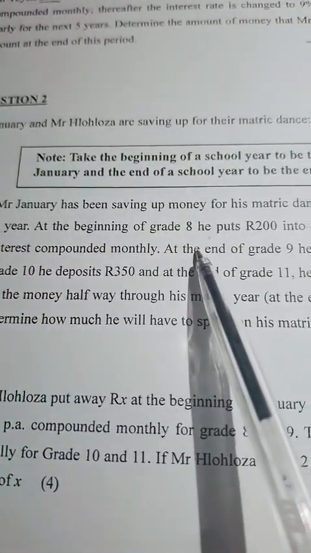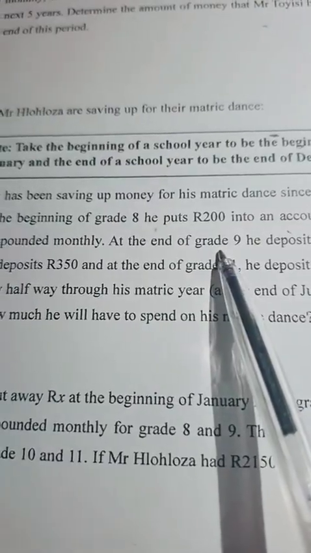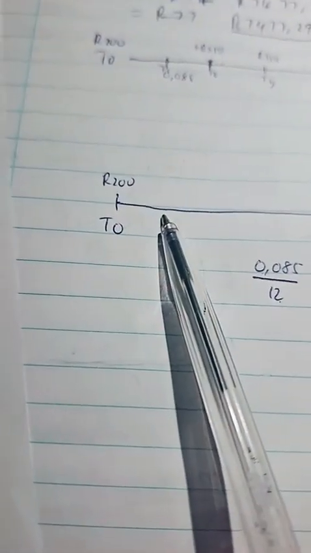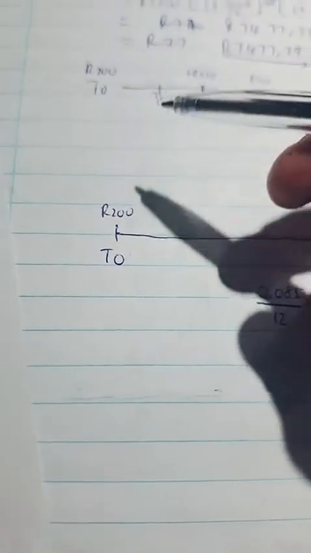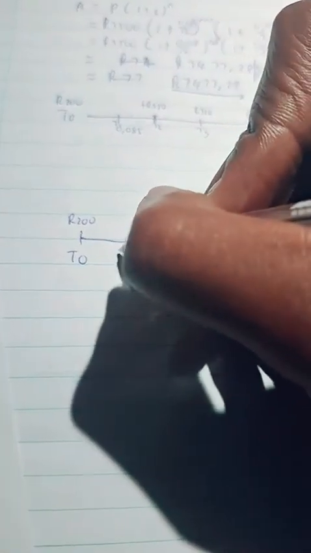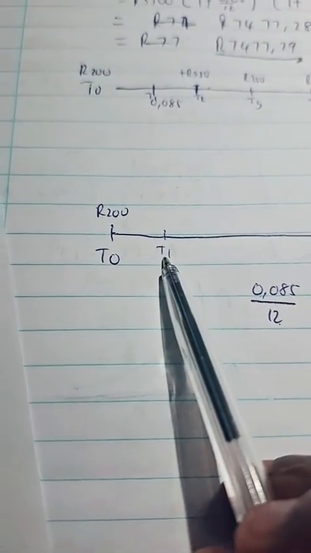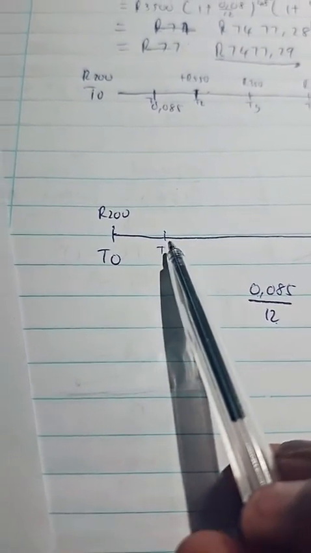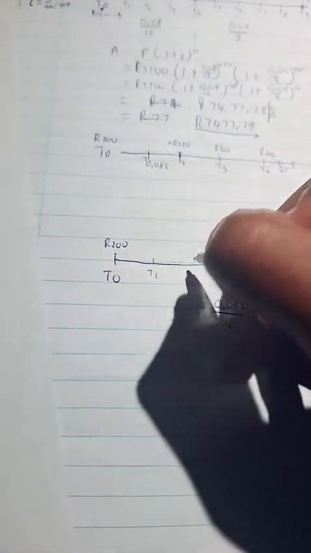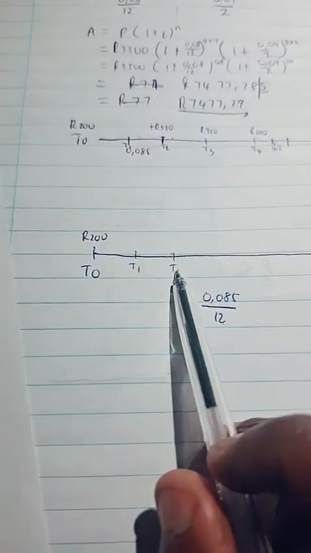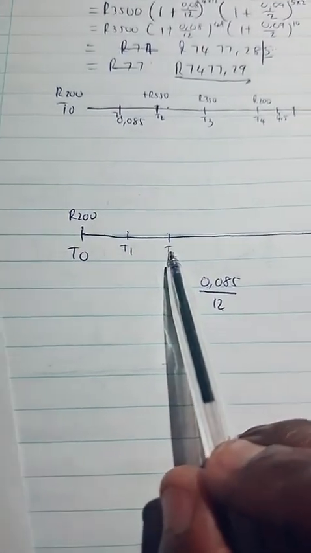Then we are told at the end of grade 9, he deposits 550. Now let's interpret what it means at the end of grade 9. This is the beginning of grade 8. T1 will be the end of grade 8, the beginning of grade 9. T2 will be the what? The end of grade 9.